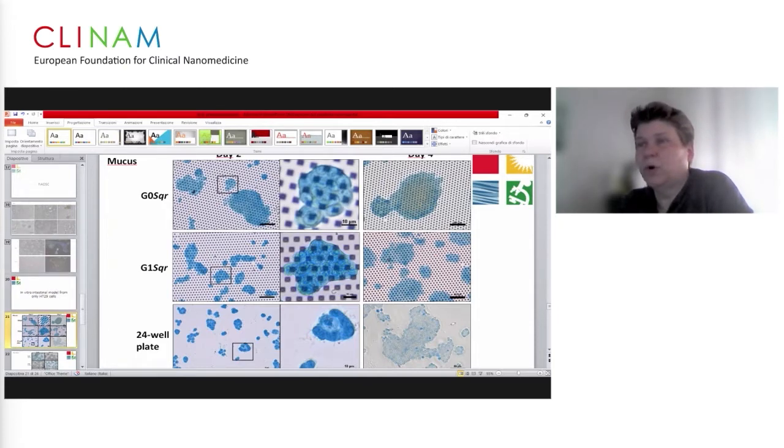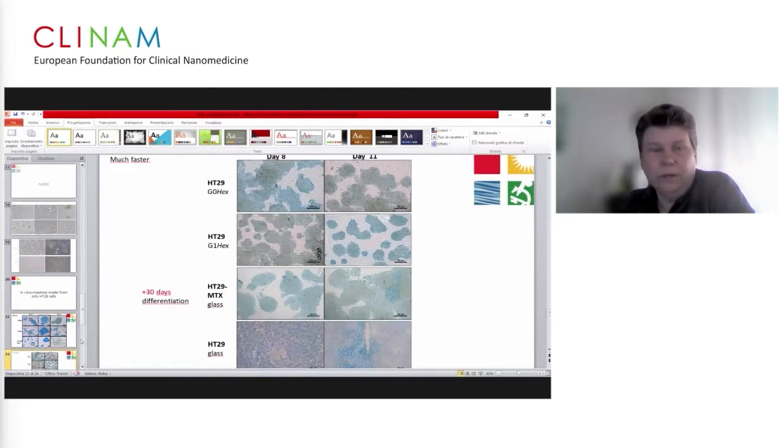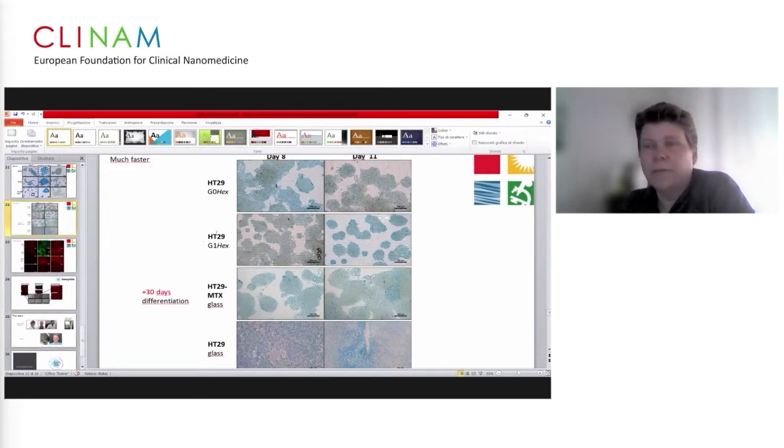They were starting more or less immediately producing mucus on the surface, and then we analyzed them. Usually when you do methotrexate differentiation of HT29 cells, you need to incubate them in MTX containing medium for 30 days in order to push the differentiation. As I said, in our case, within 6 days we could differentiate.